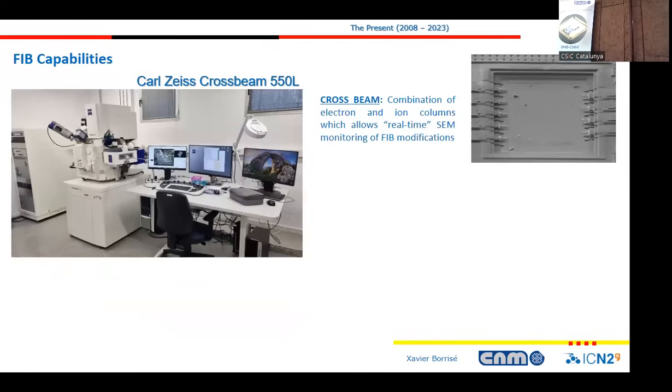Okay, and the focus ion beam. This is the new system we bought in 2021.